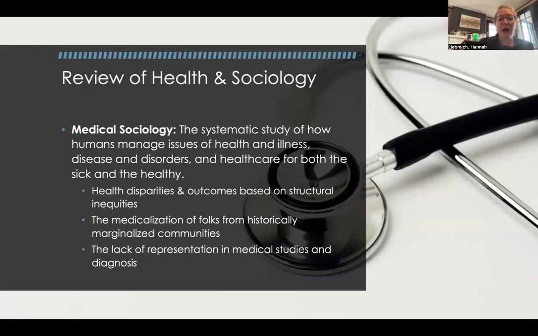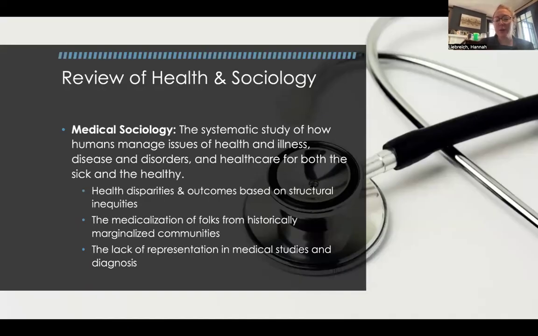So, we've been talking about health and sociology. In terms of the connection there, just as a reminder, there's an entire subfield of sociology called medical sociology, which is a systemic study of how humans manage issues of health and illness, disease and disorders, and healthcare for both the sick and healthy.